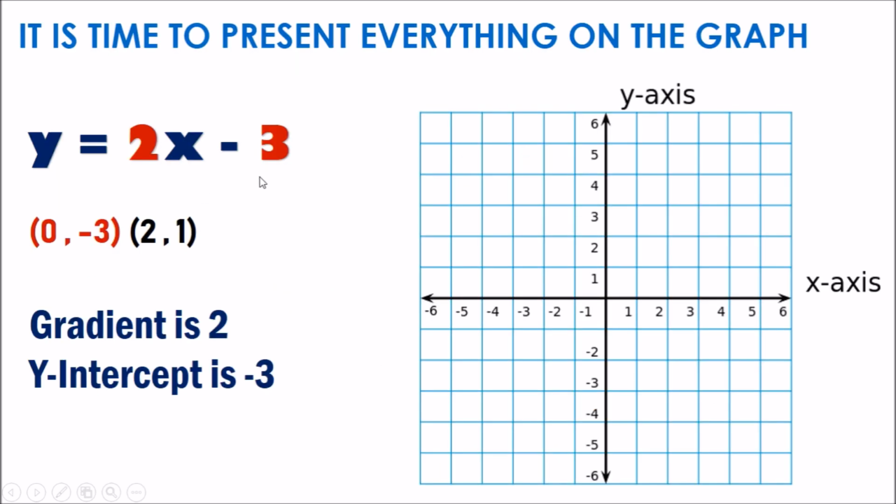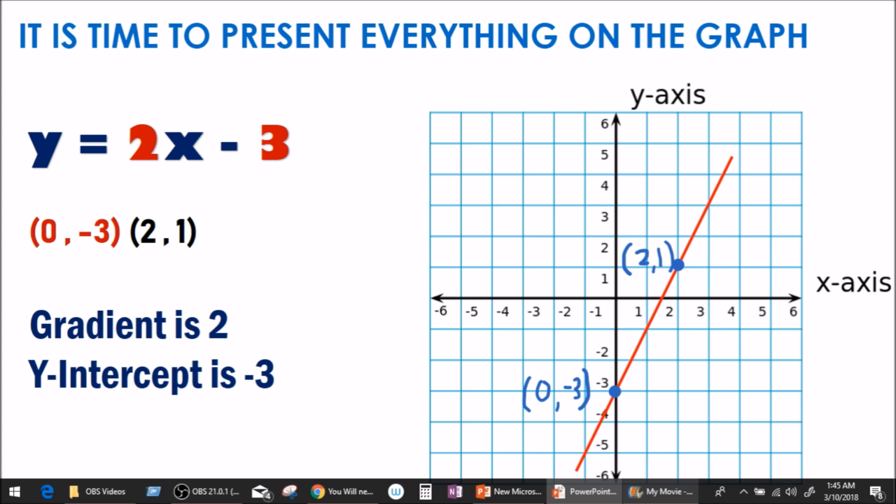Now it's time to present everything on the graph. These are two coordinates which we got from our question, and I've already plotted them on this graph. At this coordinate, x is 2 and y is 1, and at this coordinate, x is 0 and y is minus 3. So let's find the gradient. Our gradient is 2. Now gradient basically means change in y divided by change in x. So let's look at the change in y. What is the change in y between these two coordinates? 1, 2, 3, and 4. So we can say that the change in y is 4.